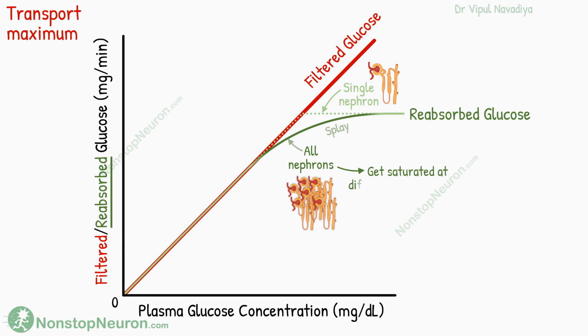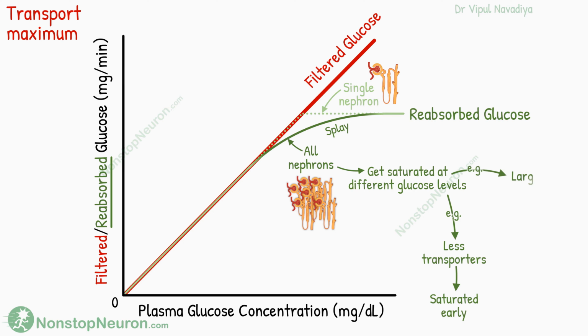This is because different nephrons get saturated at different glucose levels. For example, nephrons with less number of transporters get saturated earlier than those with more transporters. Also, nephrons with larger glomerulus filter more glucose. The transport system in such nephrons also gets saturated earlier than those with smaller glomerulus. In short, different nephrons get saturated at different glucose levels.